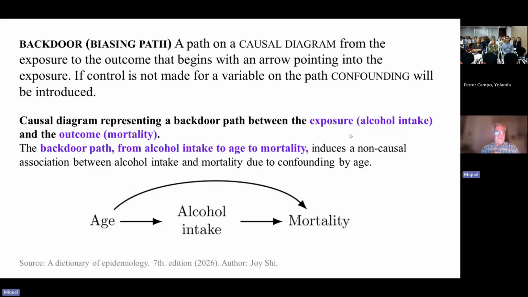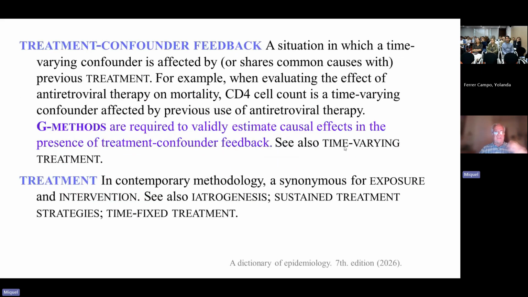So what we see here is that the path from alcohol intake to age to mortality induces a non-causal association between alcohol intake and mortality due to confounding by age. Okay, so as you can see, I am quickly just exploring some terms, some stars of the methodological galaxy. The treatment confounder feedback is a very common clinical and epidemiological situation in which the exposure changes the confounders over time. Okay, and you know that AIDS was very influential in developing the G method.